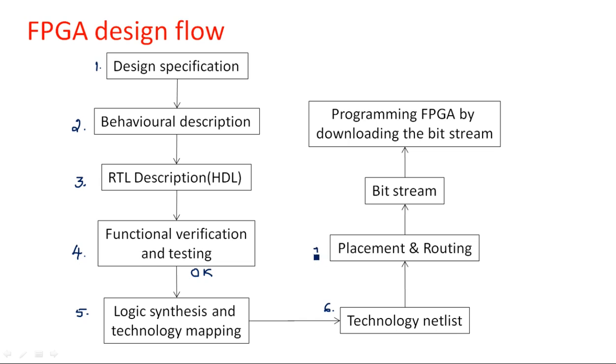This is the sixth step, seventh, eighth and ninth. So this is the operation of the FPGA design flow: how we write a program, the different styles we have, how to verify its operation, and later synthesis and technology mapping. Once the netlist is generated, the next task is placement and routing, and then the bit stream is generated. Later we are going to dump this.